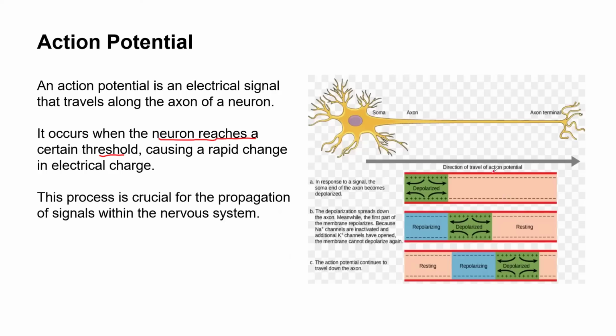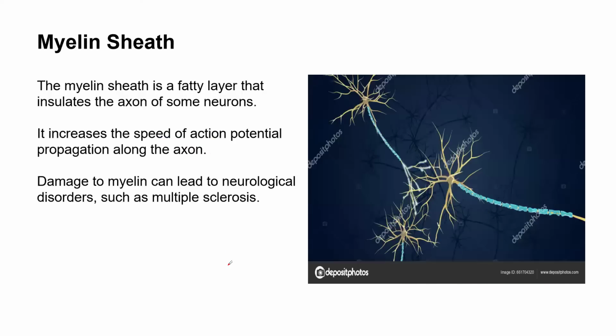So you see, if you look at it from here, first, in the soma body, when there is a signal, it starts from here. Then it moves down. Then, as it moves down, additional potassium ion channels are opened, and then repolarization occurs, and the action potential continues to travel down the axon for proper communication. So this process is crucial for the propagation of signals within the nervous system.